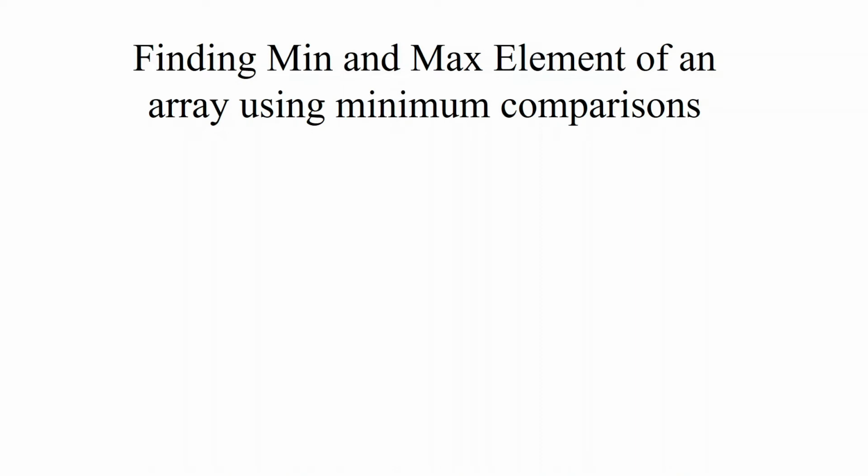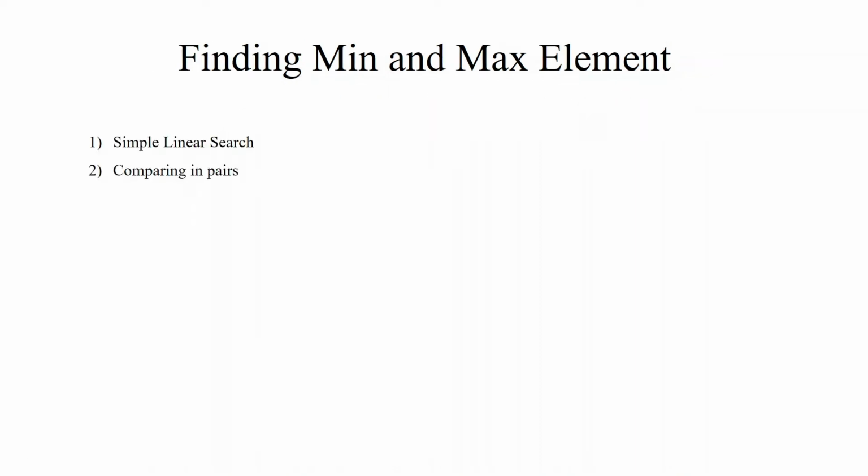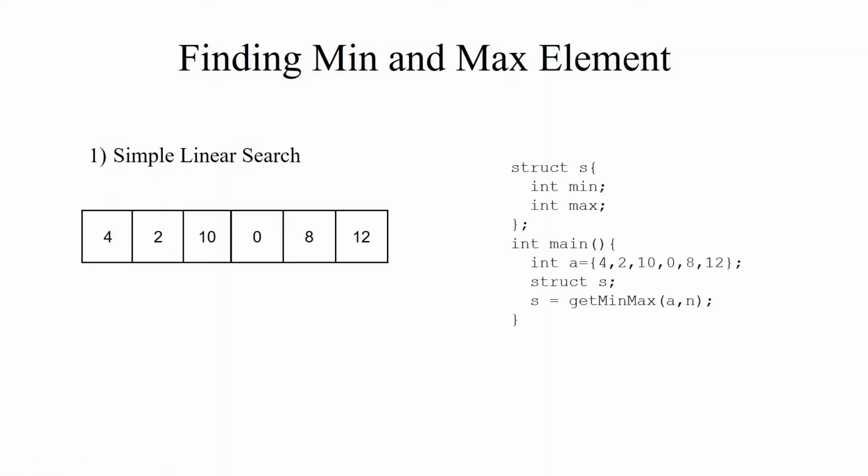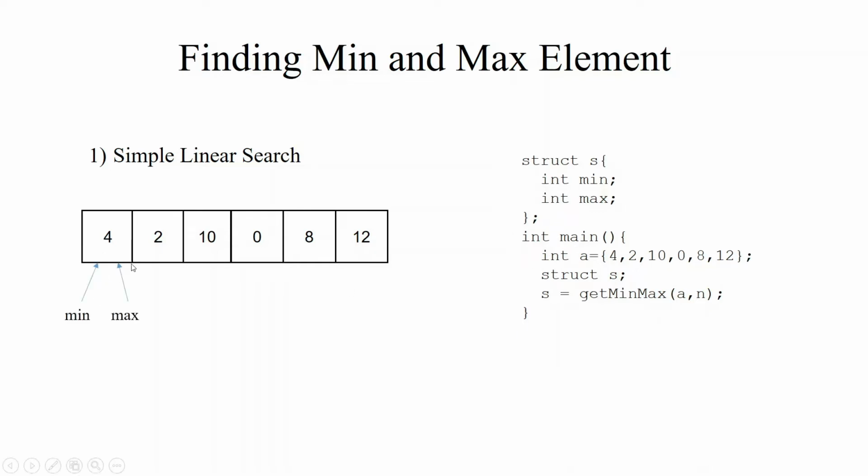Alright, so let's see how to find the minimum and maximum of an array. I will explain the two methods. First is simple linear search and second is comparing in pairs. Now here in simple linear search what we will do is we'll assign the minimum and maximum as the first element of an array, and then we'll traverse the whole array and check if that element is lesser than minimum or greater than maximum, and if that is true then we'll update the element.